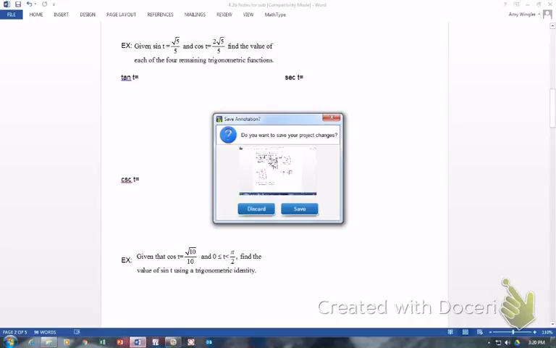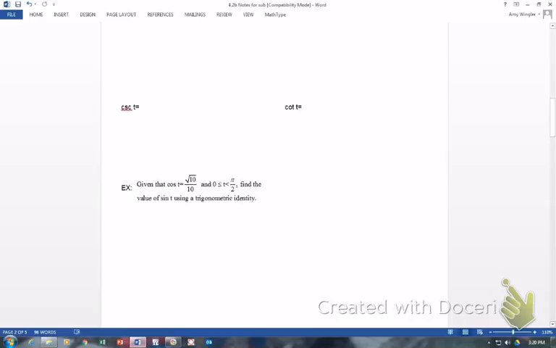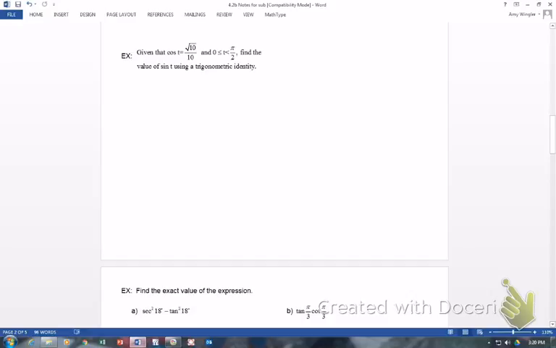Let's move on to the next example. On the next example, we're given that the cosine of t equals radical 10 over 10. We're also told that t is greater than or equal to 0 and less than pi over 2. That tells us that we are working in quadrant 1. Quadrant 1 on the unit circle is in between 0 and pi over 2. So a lot of times in your directions, it'll tell you what quadrant to get your answers from.